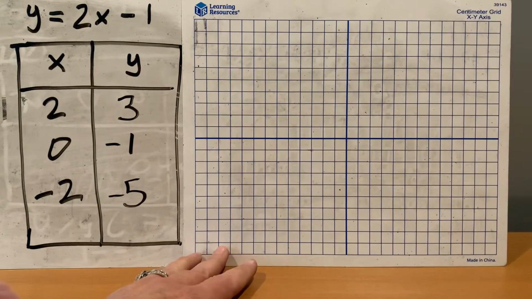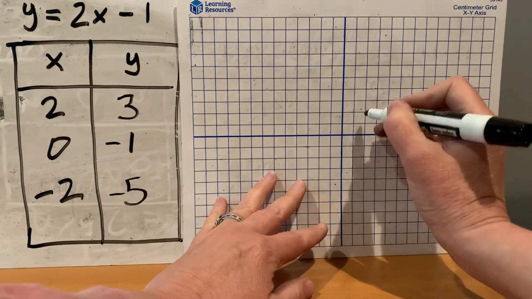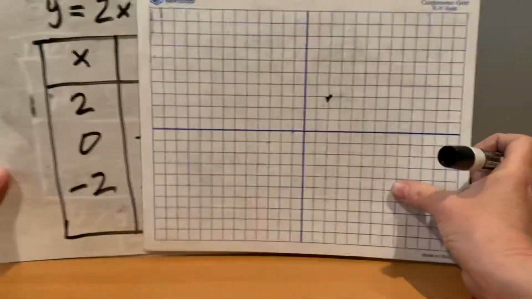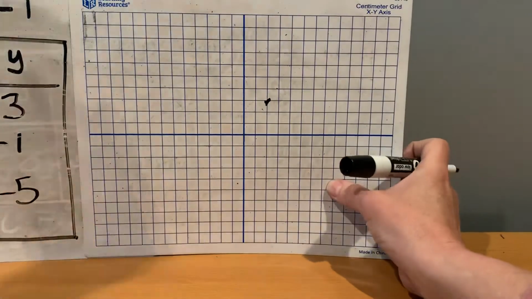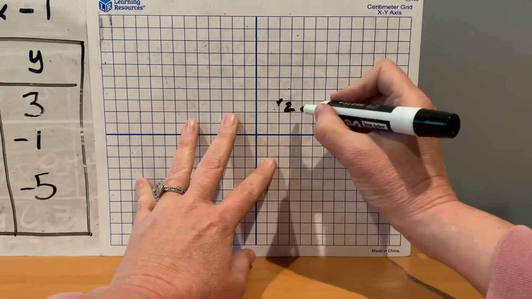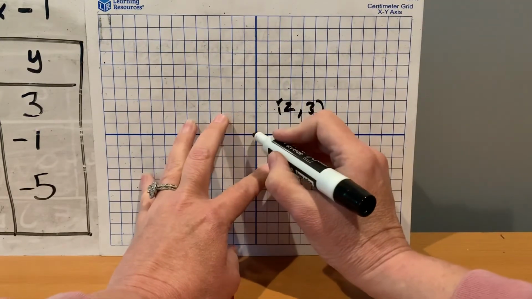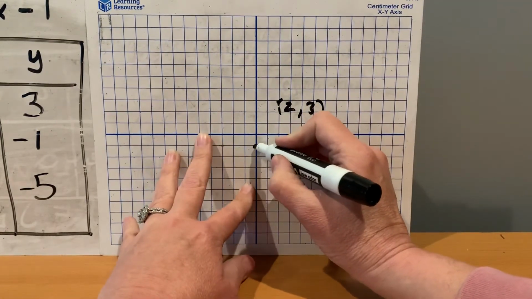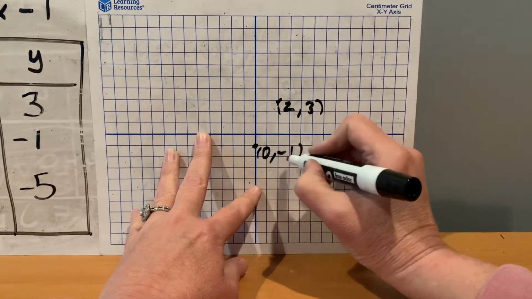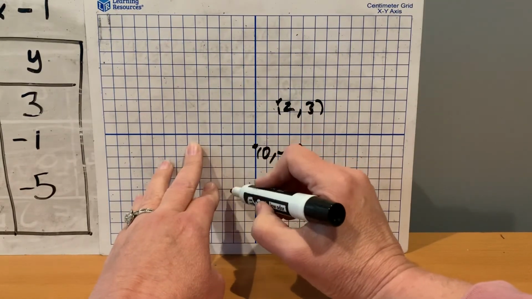Okay, so we will first graph 2 and 3. X is 2, y is 3. Okay, 2, 3. And then let's do 0 for x, -1. And then we have -2 and -5.